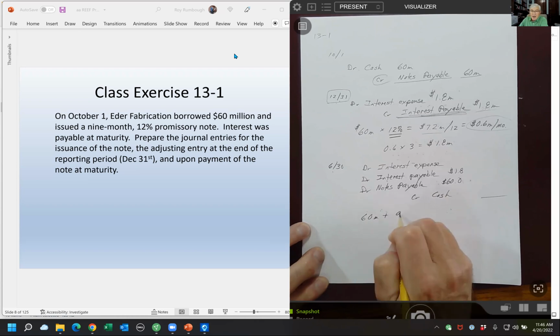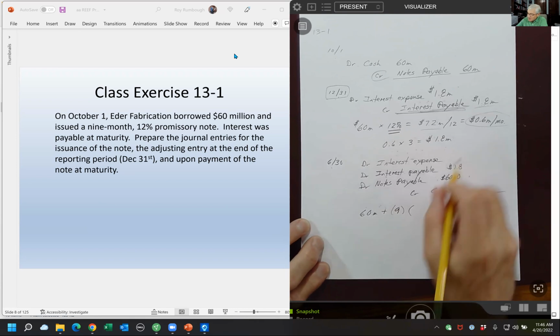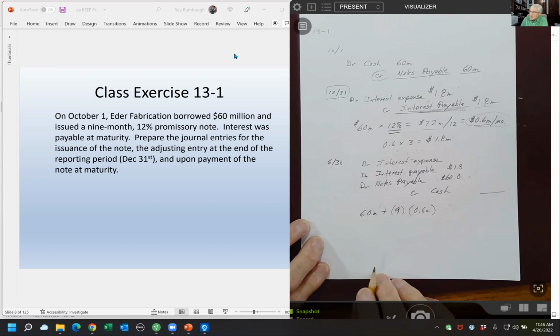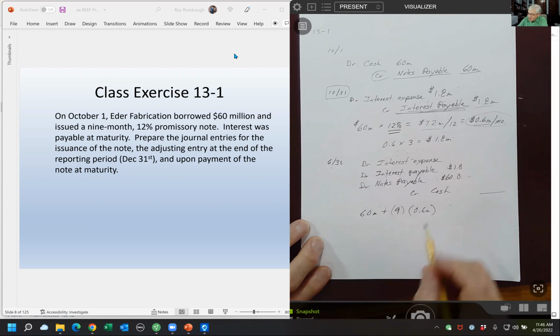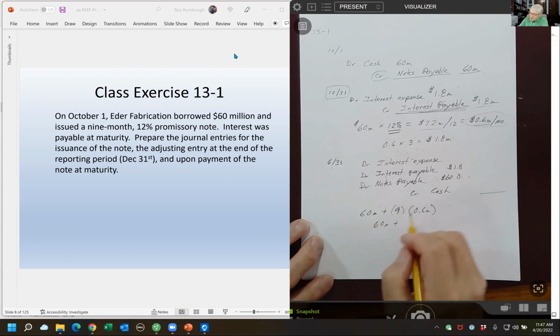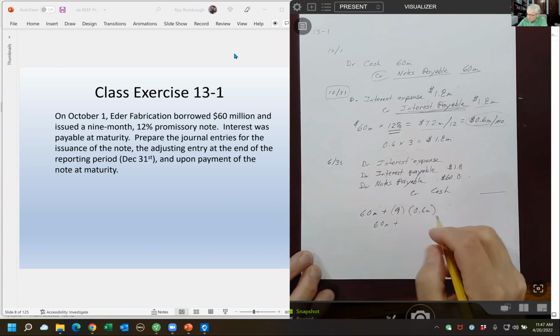plus 9 months times 0.6 million per month interest. So every month this note is outstanding, the company is incurring interest expense and has to pay 0.6 million. It's been outstanding for the full 9 months. So that's going to be 60 million plus 5.4.